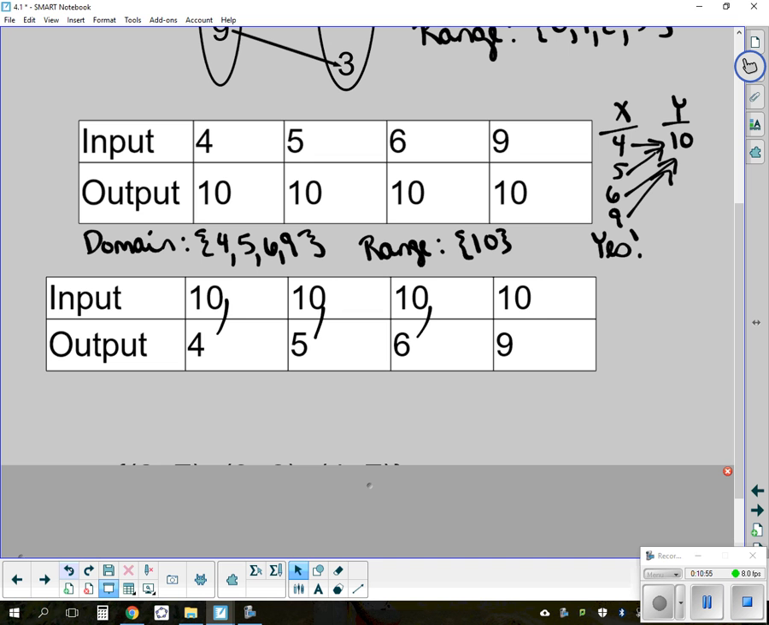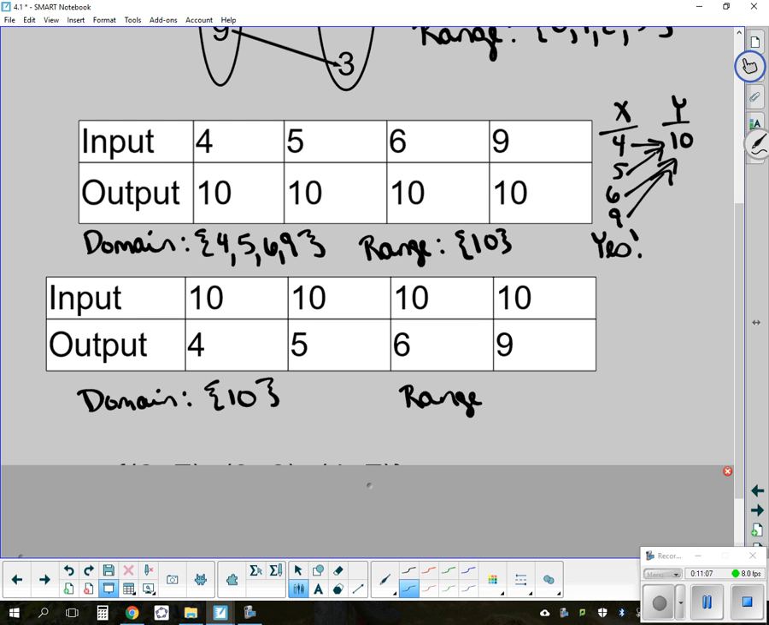However, those are all 10s. 10s are all the same. So there's really only one element in the domain, right? That only element is a 10, but it's going to 4 different things in the range. It's going to 4, 5, 6, and 9. So that means no, this is not a function.